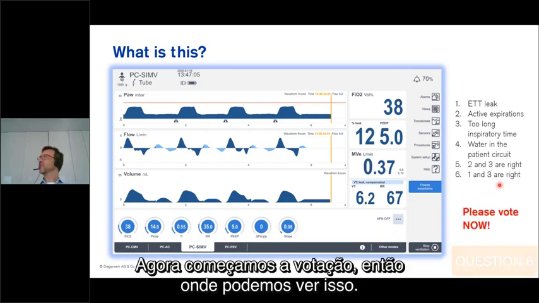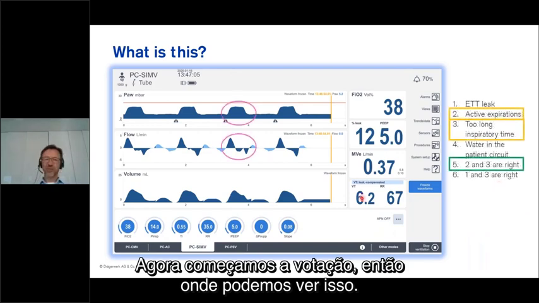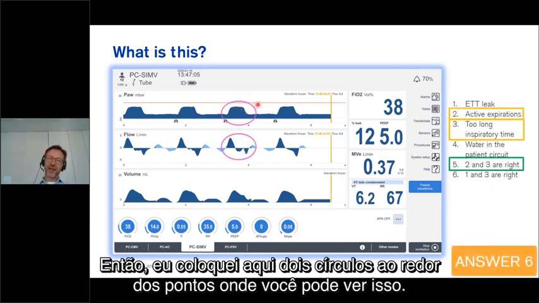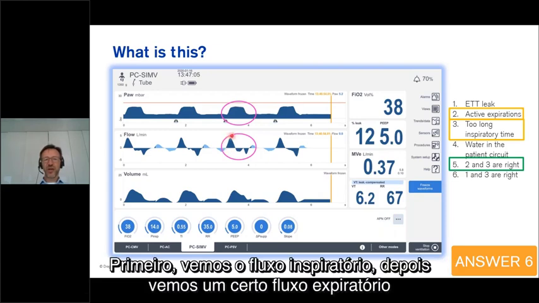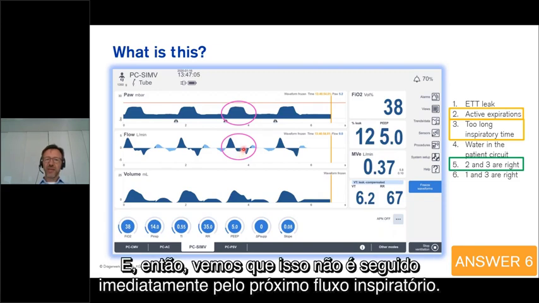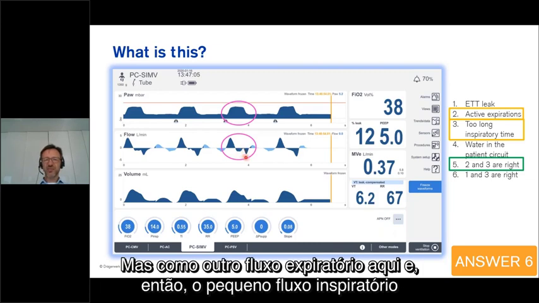And now we start the voting. So where can we see this? I put two circles around the points where you can see this. We see here a relatively long inspiration in the pressure curve. And we see in the flow curve, first we see inspiratory flow, then we see a certain expiratory flow. But then we see that this is not followed immediately by a next inspiratory flow, but by another expiratory flow here, and then a small inspiratory flow.